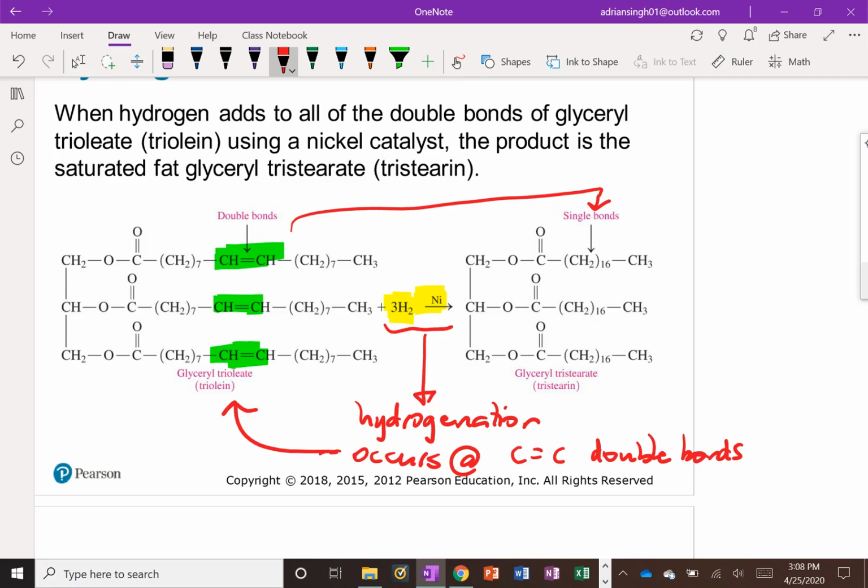So the one that we started off with would have been unsaturated, and the one that we end with here is going to end up being saturated. So it's just an application of the chemistry that we saw back in chapter 11, where we are going to be adding hydrogens to that double bond. We convert it to a single bond, so we go from an unsaturated compound to a saturated one.